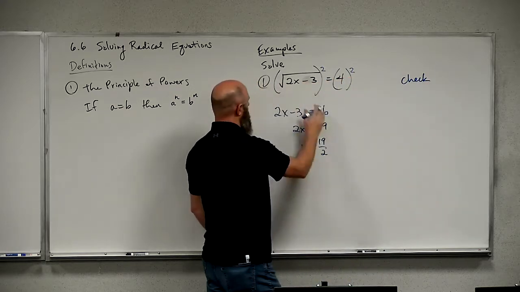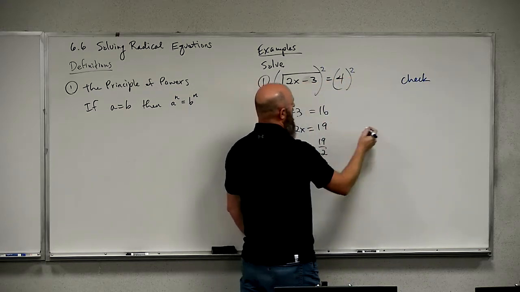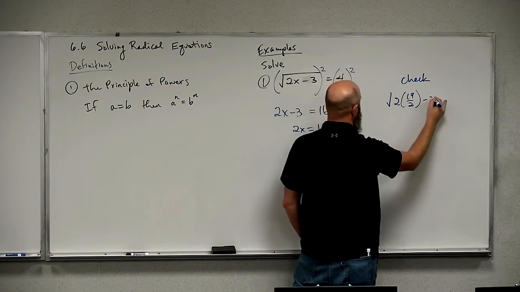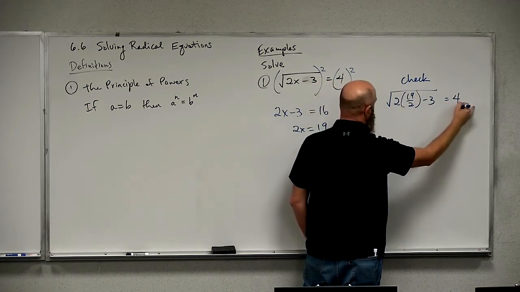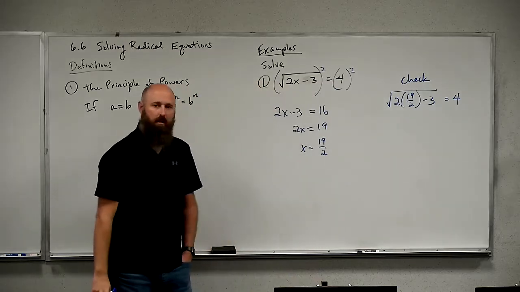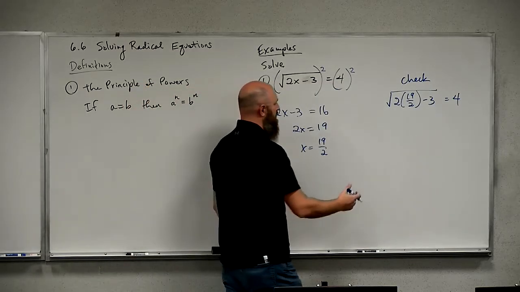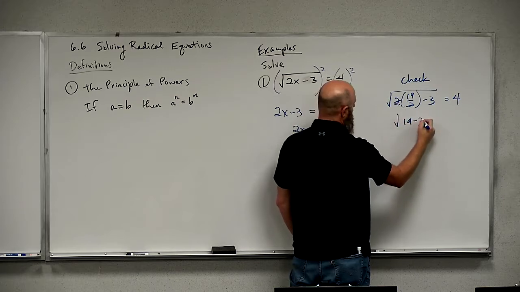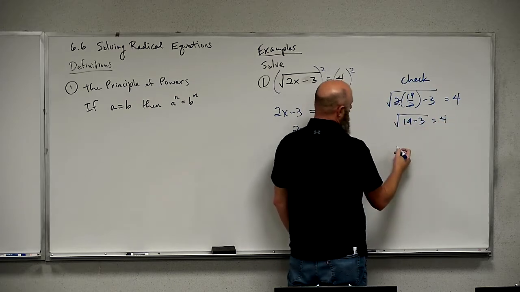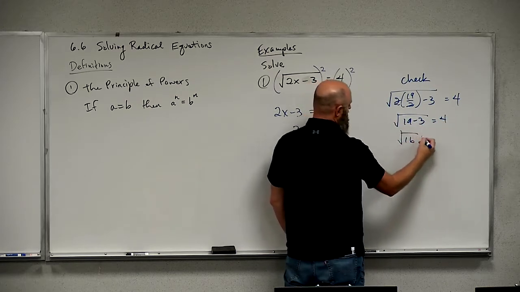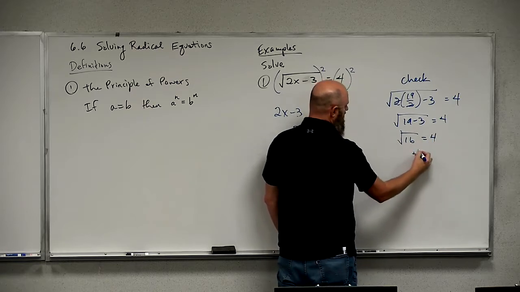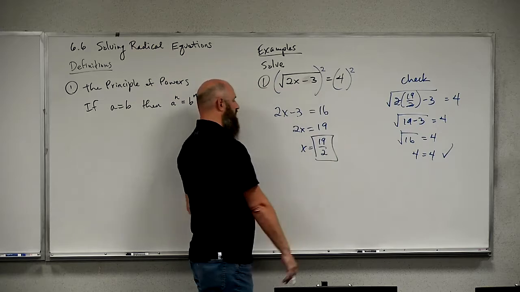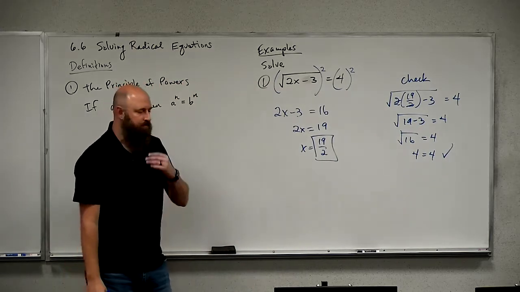We're going to take our answer. We're going to plug it back into our original here. So square root of 2 times 19 over 2 minus 3. Does that equal 4? So we do that math there. So the 2's are going to cancel. We get 19 minus 3. 19 minus 3 is 16. And the square root of 16 is 4. So 4 does equal 4. So 19 over 2 is our answer.